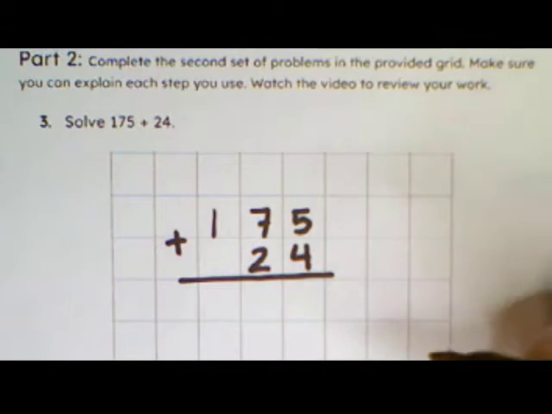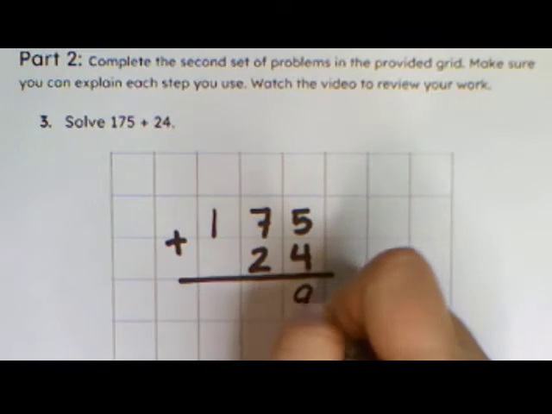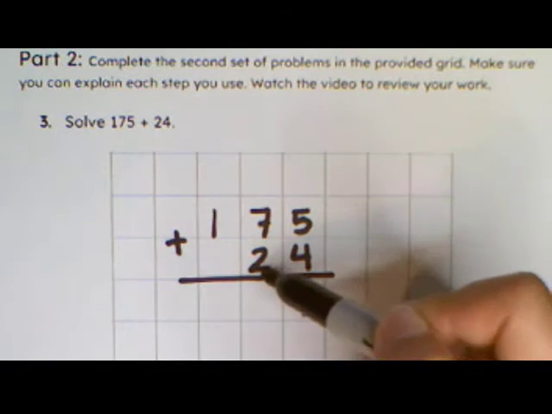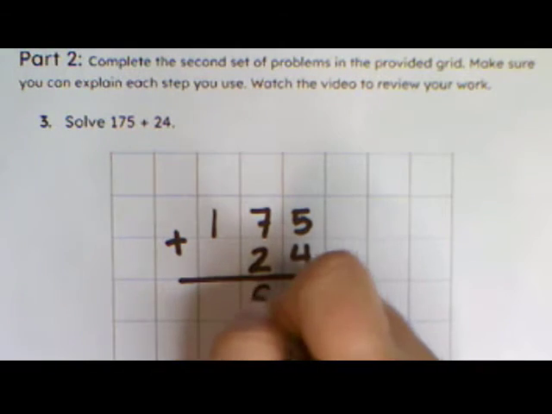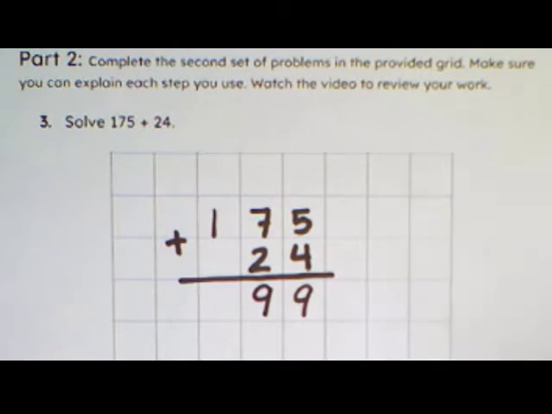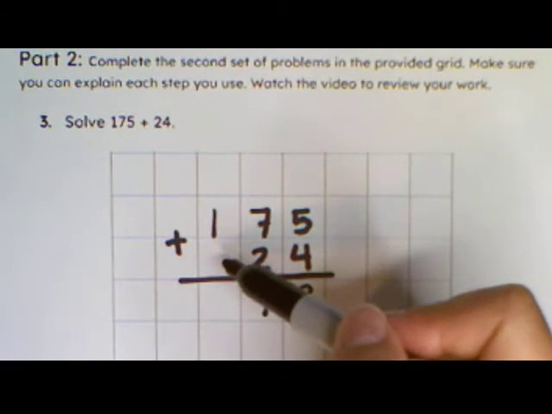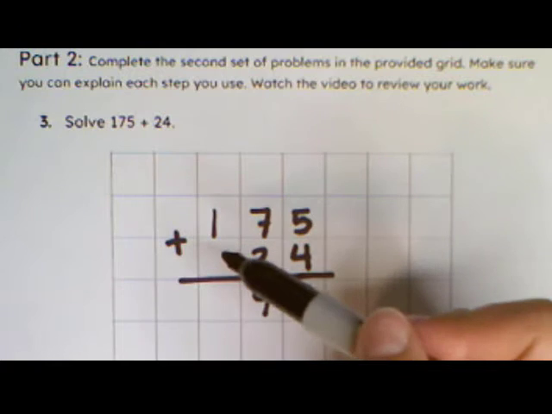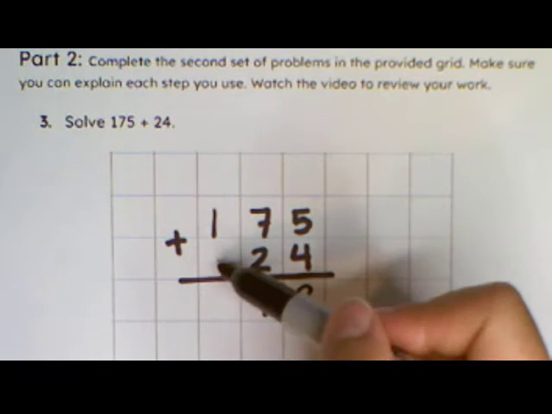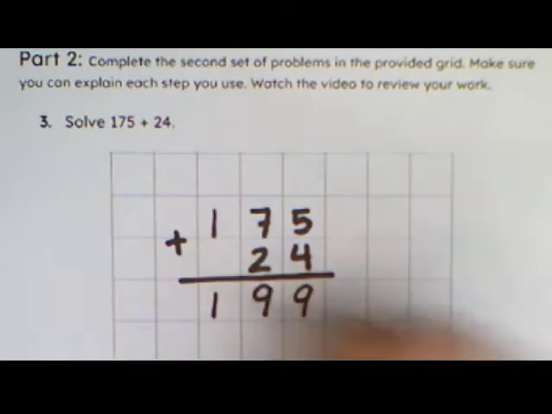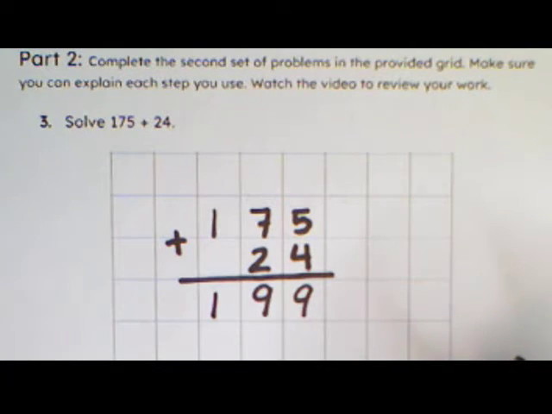5 ones and 4 ones is 9 ones. 7 tens and 2 tens is 9 tens. And then just that 100, now there's nothing here. It's the same as saying there's 0 there. I have 0 hundreds in this position. So 1 and 0 gives me 100. So my final answer is 199.